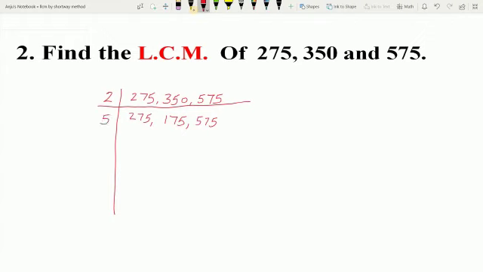So let us divide it by 5, and 275 divided by 5 I get 55, and 175 divided by 5 I get 35. We put comma then, and 575 divided by 5 I get 115. Now again we can divide it by 5 because the one's place digit is 5. So let us divide. 55 divided by 5 gives 11, 35 divided by 5 gives 7, and 115 divided by 5 gives 23. Student, here you can see all these numbers are prime numbers.